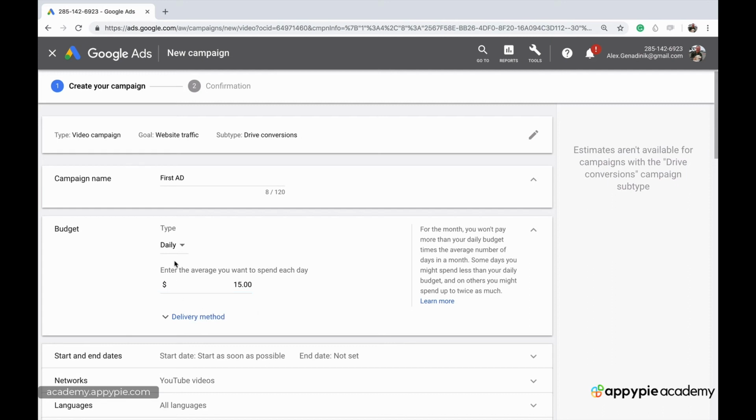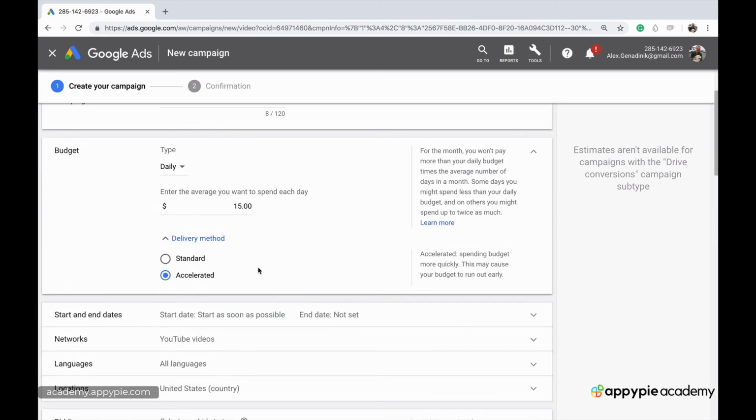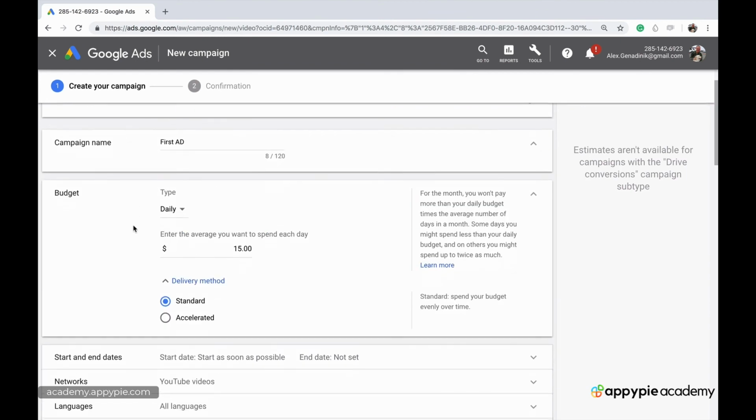The other choice you have here is the delivery method, standard versus accelerated. I would keep your delivery method as standard to keep your video view clicks relatively low. And that's all we have on the budget.